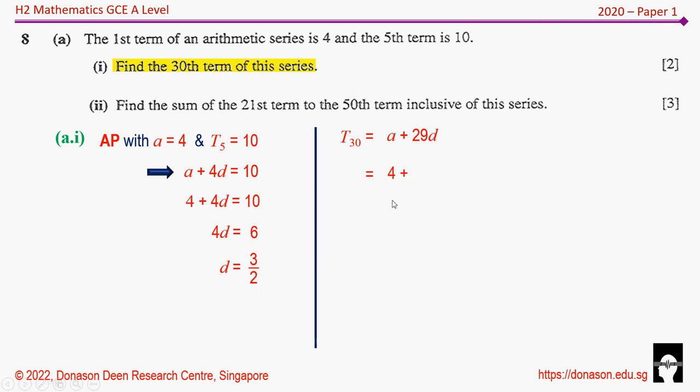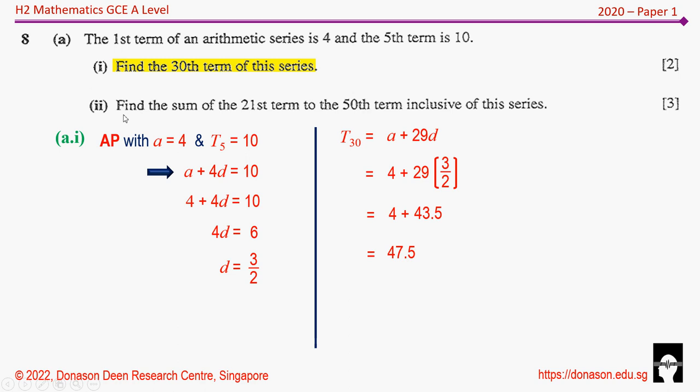A is 4 and 29 times the common difference, which is 3 over 2. When we simplify that, it's going to become 4 plus 29 times 1.5, or 29 times 3 over 2, which is 43.5. So to 43.5 you add another 4, and that's going to become 47.5. So there we have the 30th term of this series.